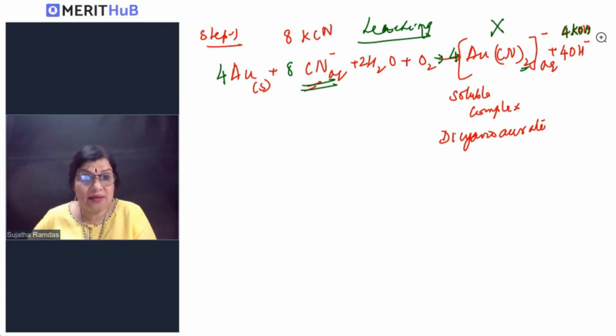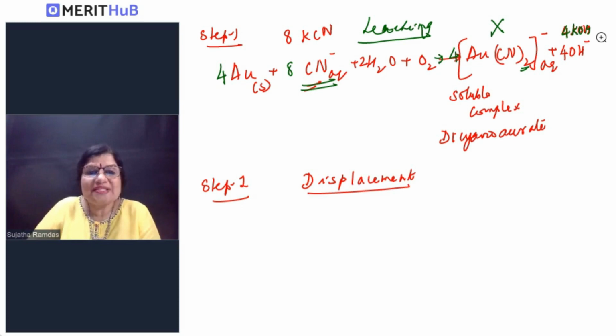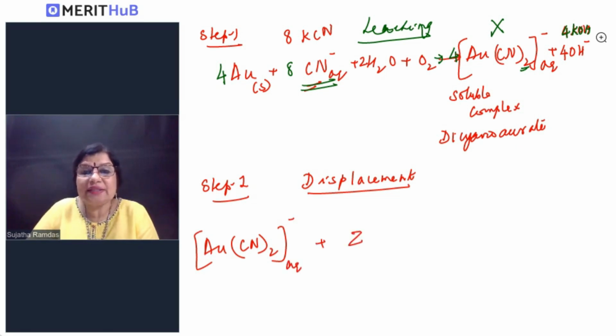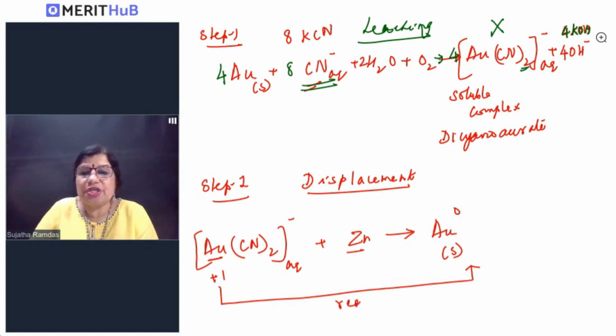Now let's write the equation corresponding to step 2. So what is step 2? We've already discussed it. It is a displacement method. So let's see what is happening to the gold ion in the complex. So we start with the complex ion, Au(CN)2 minus 1, aqueous. We react it with zinc. Zinc being a more reactive metal, zinc will displace gold. Here gold was in plus 1. You get gold back in the elemental state. So what has happened to gold? Reduction. Gold ion has undergone reduction.